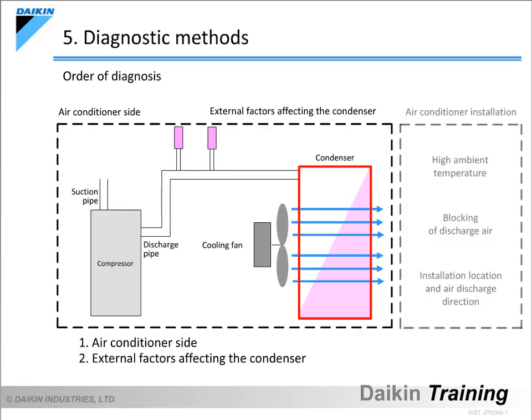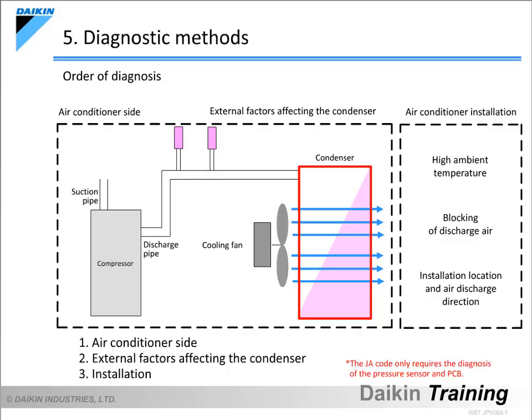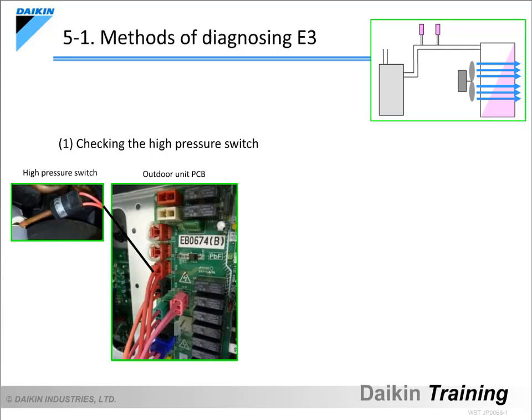The last step is the diagnosis of the air conditioner installation. Note that the JA code only requires the diagnosis of the pressure sensor and PCB. First, let's learn about the diagnosis of the air conditioner side. As the E3 malfunction is caused by various problems with the high pressure part of the air conditioner, we will look at them one by one, starting with the high pressure switch.